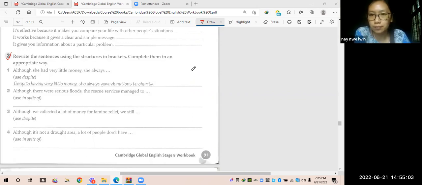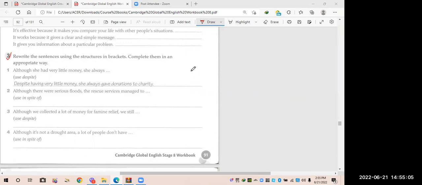In spite of severe flood, the rescue service managed to save several people from flooding. Despite collecting a lot of money for famine relief, we still can't help enough people in need of help. In spite of not being a drought area, a lot of people don't have enough water and supply. Okay, thank you.